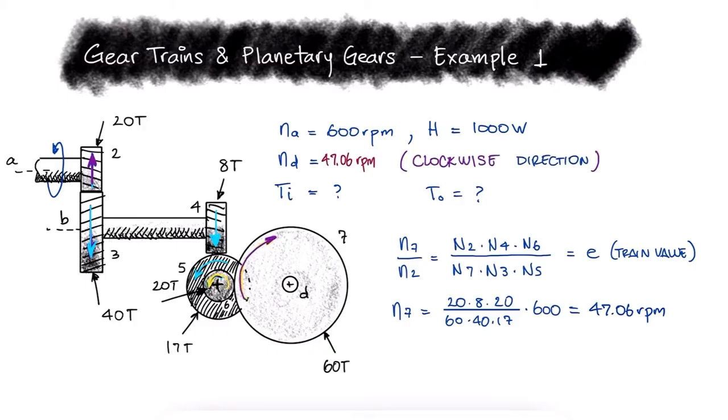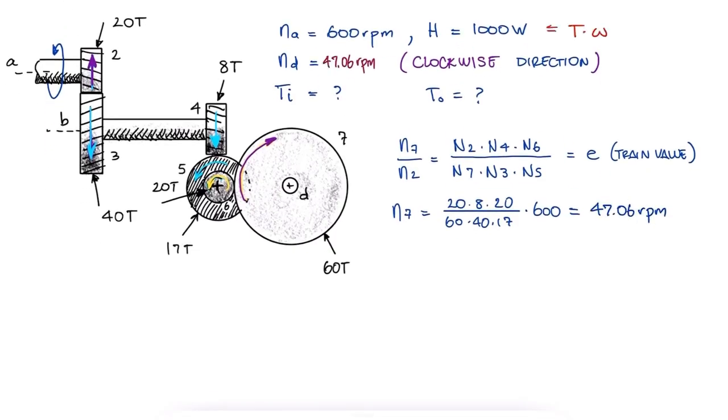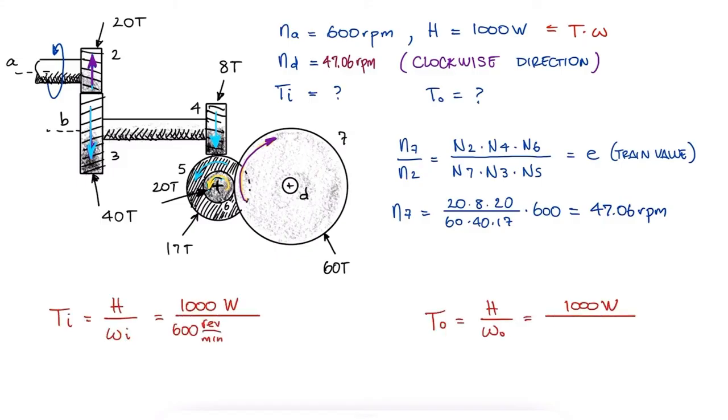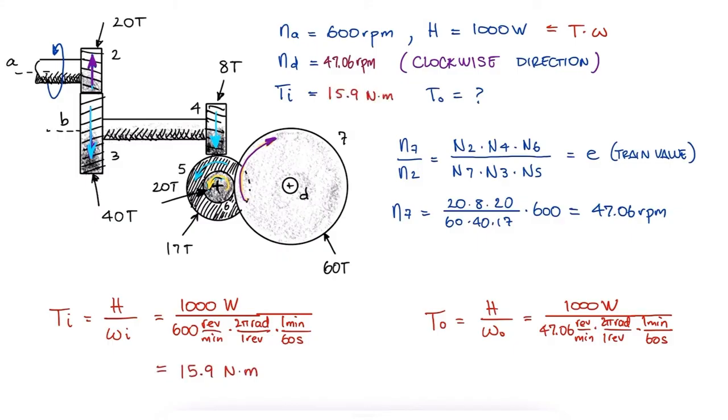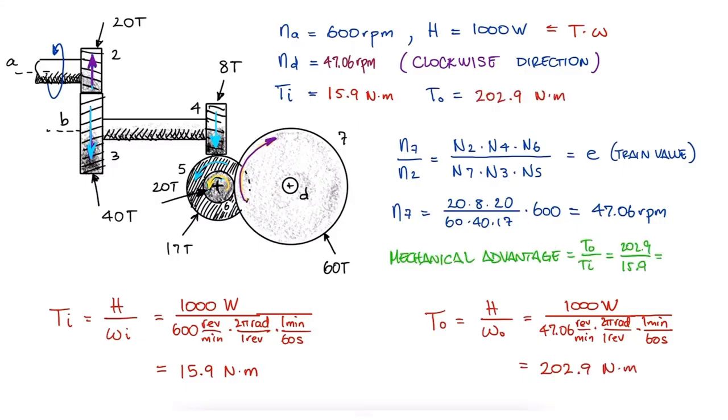To address the torque question, we know that power is equal to torque times the angular velocity in radians per second. And since we're assuming that the system is 100% efficient, we can find the torque by using the same power value at the input and at the output. The angular velocity can be found if we multiply by 2 pi radians for every revolution and dividing by 60 seconds for every minute. The input torque would be equal to 15.9 Newton meters, and the output torque would be equal to 202.9 Newton meters. Notice that the mechanical advantage is the reciprocal of the train value for systems with 100% efficiency.